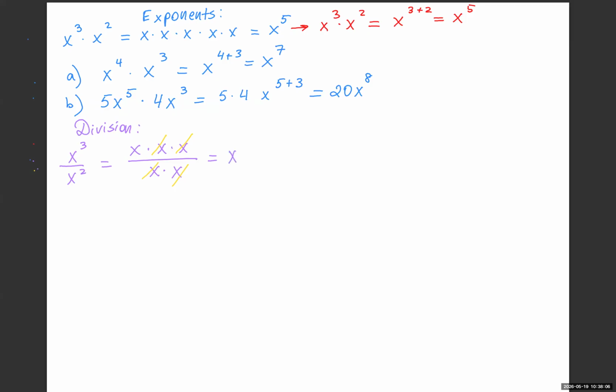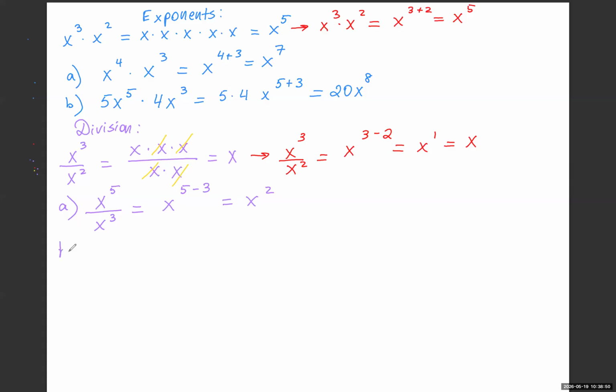Now, once again, it takes way too long to do that if you were to do this for every single problem. So instead, we have created a rule, x to the third divided by x to the second is the same as x to the power 3 minus 2, which is just x to the first power, or x. So let's try that on a couple more examples. Let's say we have x to the fifth power divided by x to the third power. That is x to the power 5 minus 3, or x squared.